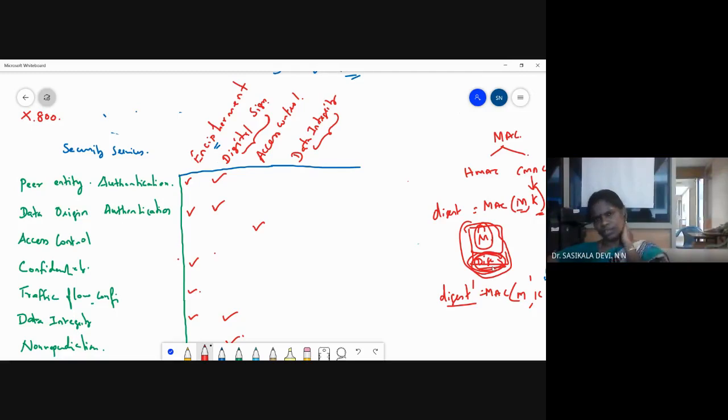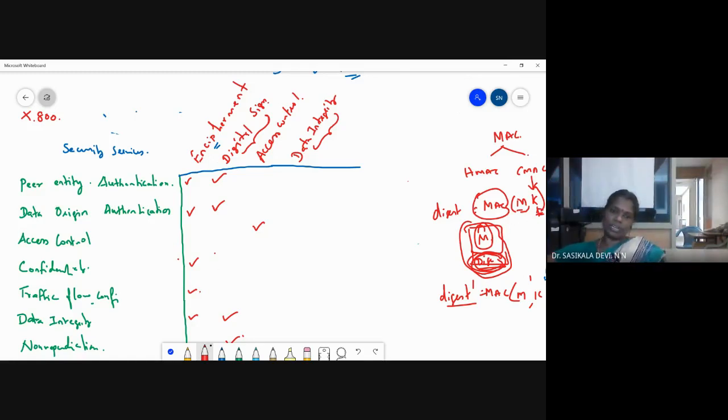Just similar to CRC, cyclic redundancy check, but not exactly CRC. CRC is an error correcting code. MAC, or another name for MAC, is cryptographic checksum. It requires a key to compute the checksum, but CRC won't require any key to compute the checksum.